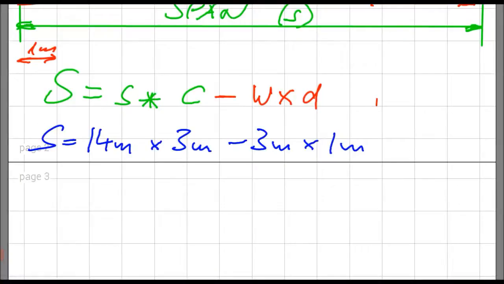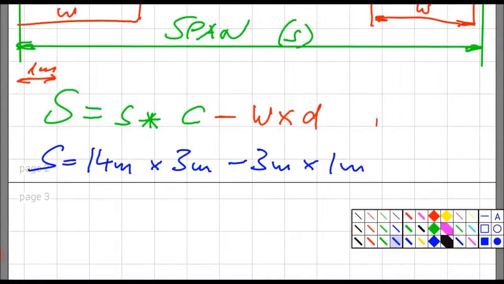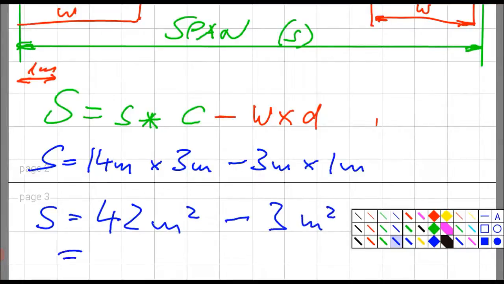Now that's an easy calculation. The surface area is 3 times 14, correct, 42 square meters, minus 3 square meters equals 39 square meters.